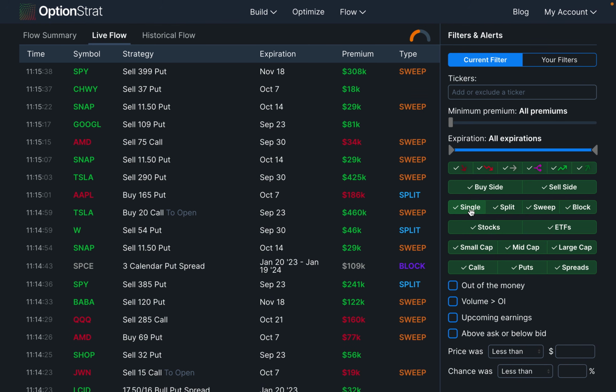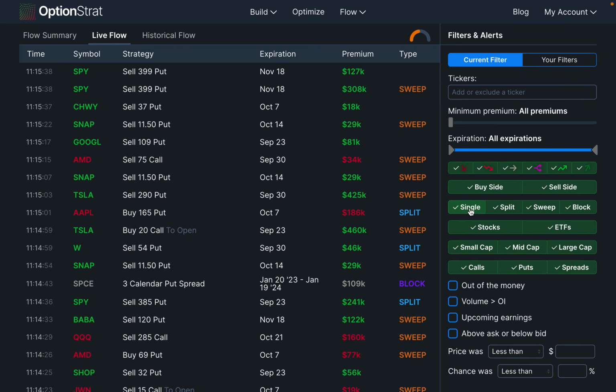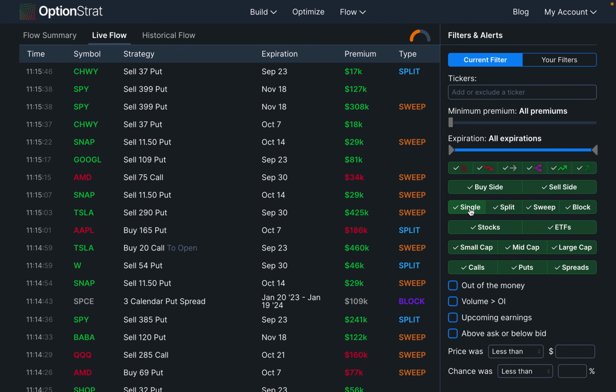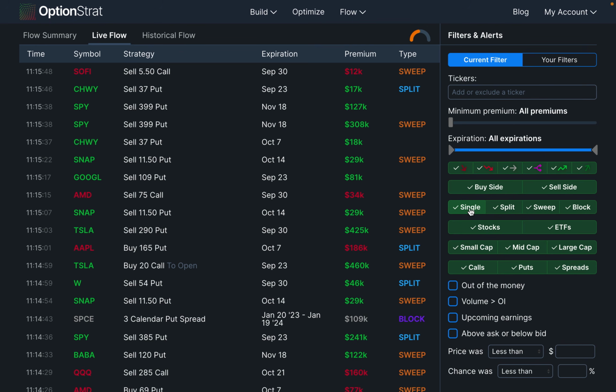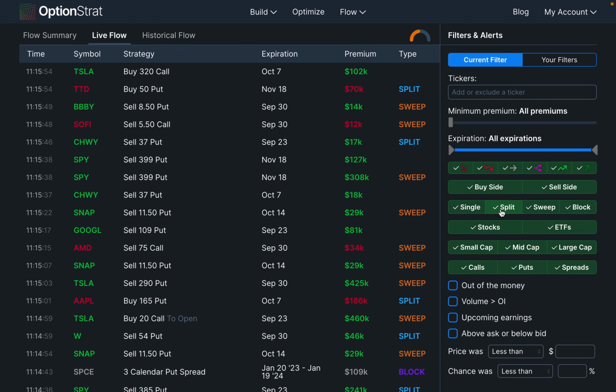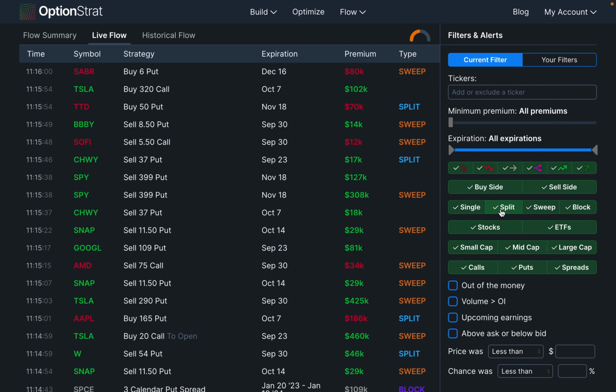So let's start with single. Single is basically going to represent a normal trade, right? Somebody entered a single trade. A normal trade, just like you would think of any normal trade. That's what single is. Now we also have split here. Split is when you enter multiple different trades. Multiple different trades are executed, but they're executed on a single exchange.